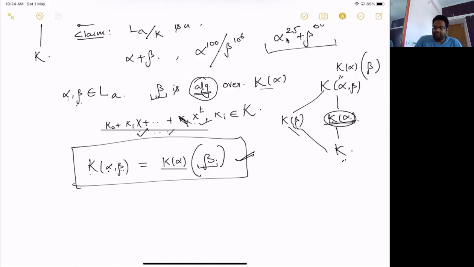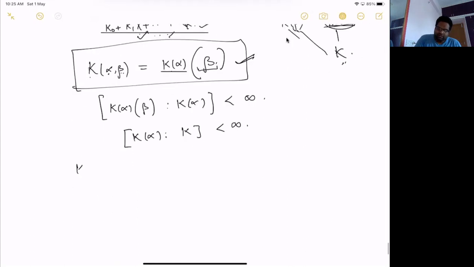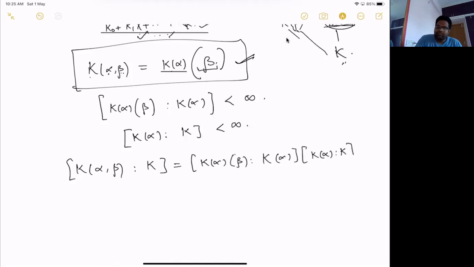Now, if beta is algebraic over K of alpha, this means K of alpha, beta over K of alpha is finite by the previous theorem. If something is algebraic over a field, that extension field must be finite. Now, since alpha is algebraic over K, K of alpha over K is also finite. And therefore, K of alpha, beta over K, by the tower law, which is the product of K of alpha, beta over K of alpha times K of alpha over K, is also finite.